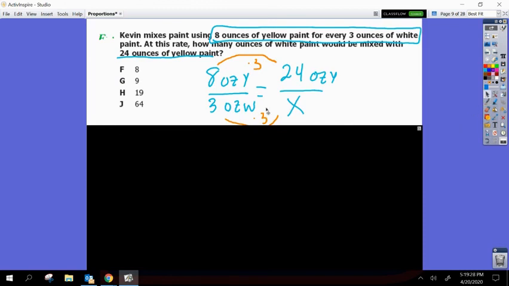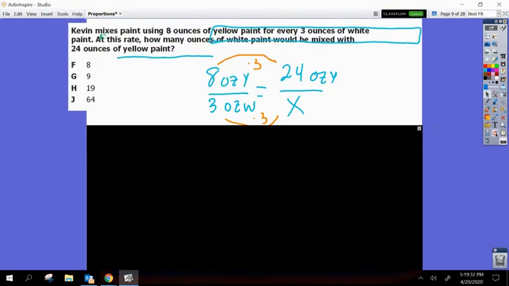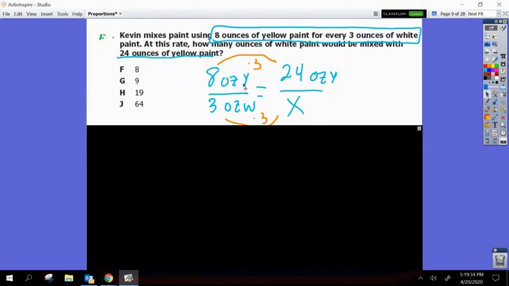Now, what if I had set up this problem completely differently, and I did not want to have 8 on top, 3 on bottom? Maybe I completely mixed this around and did a totally different way. Would I still get the same answer? You should. So let's still deal with 8 ounces of paint for 3 ounces of white. And this time, let's say I put the 3 ounces of white here and the 8 ounces of yellow down there.